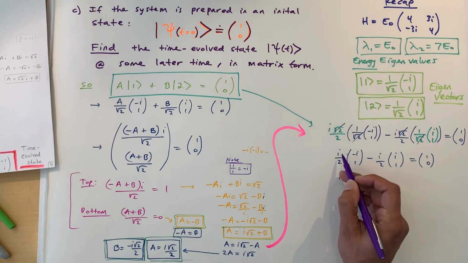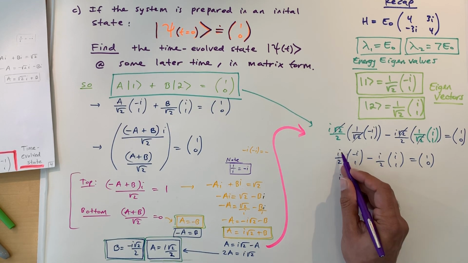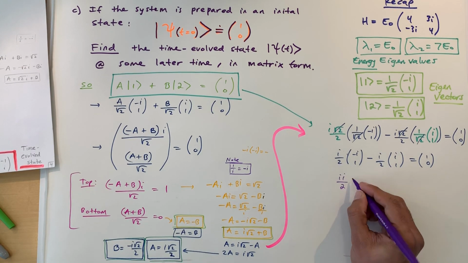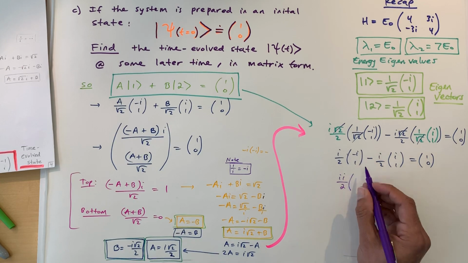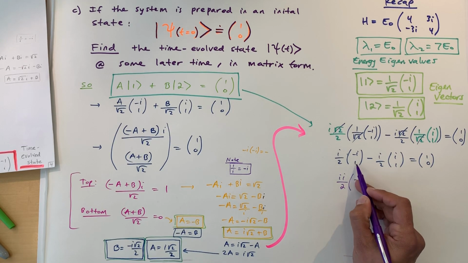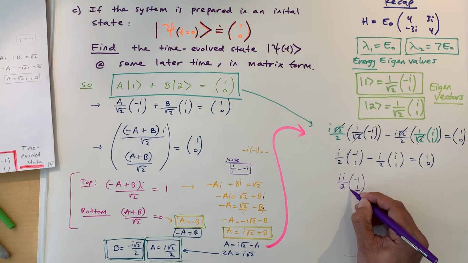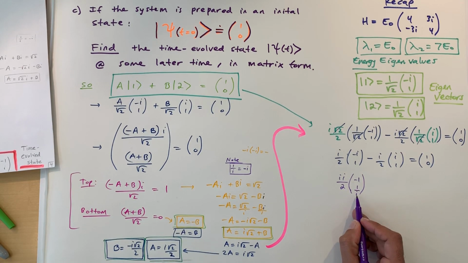And so this i stays. I'm gonna pull out this i from the top, right? I still have my 2 on the bottom. And now what I'm left with here is just a negative 1. And what I'm left with on the bottom is a 1 over i. Since I didn't have 1, I have to put an i on the bottom.